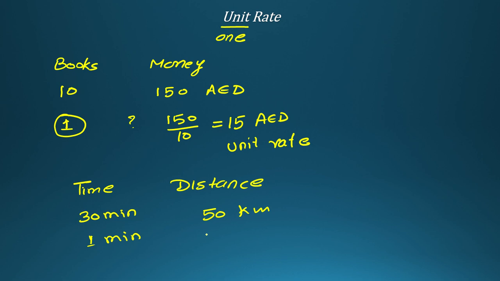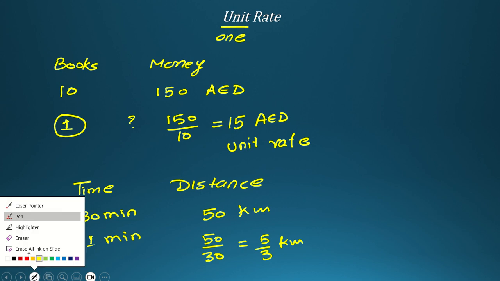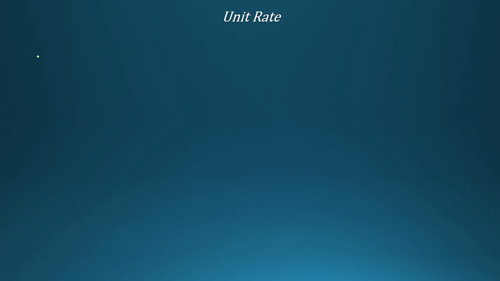So for lesser distance you will have to divide. So 50 divided by 30. The 0 and 0 cancel out, so you will get 5/3 kilometers. It depends on your question. If options are given in decimal points, then you can write in decimal points. Now we can have another type of question also.